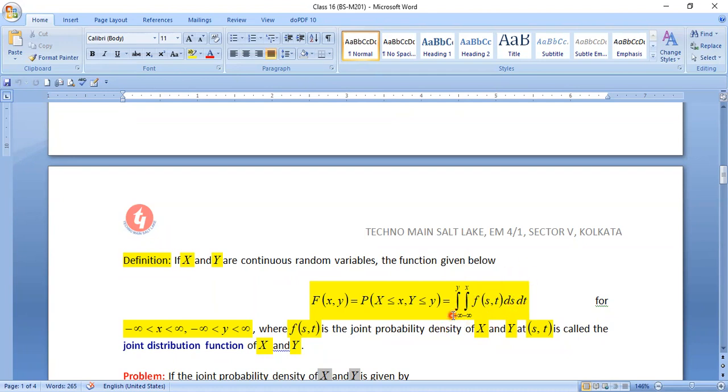But the range of the integration is not fixed. It is a variable. It is from -infinity to x, which is the range of the variable s, and -infinity to y is the range of the variable t, where x and y in turn vary over the entire real line. So be very careful that this particular limit is for the variable s which we have introduced, and that particular limit is for the variable t.